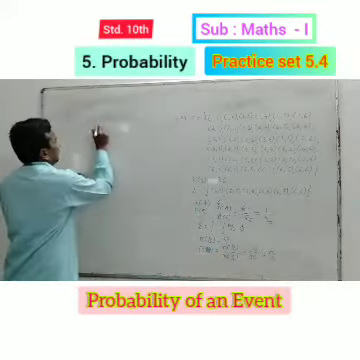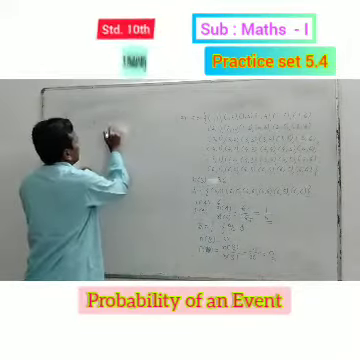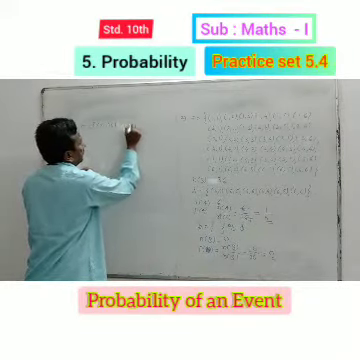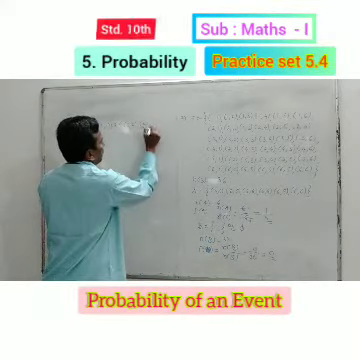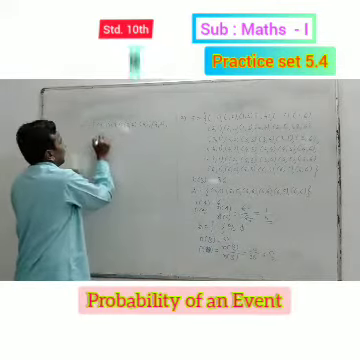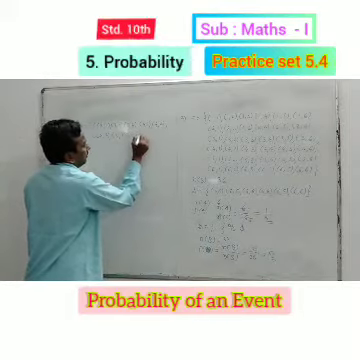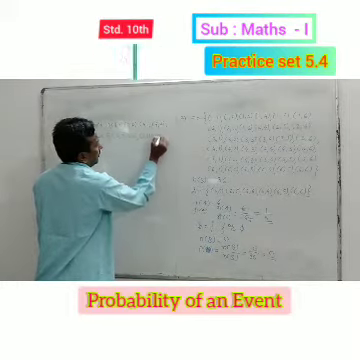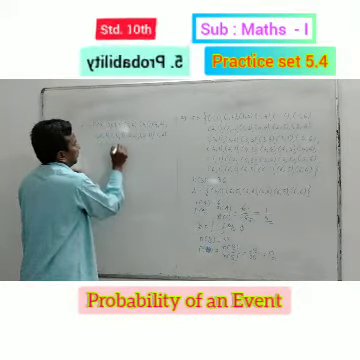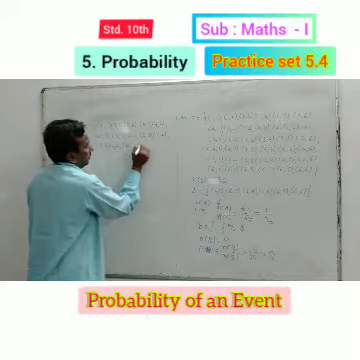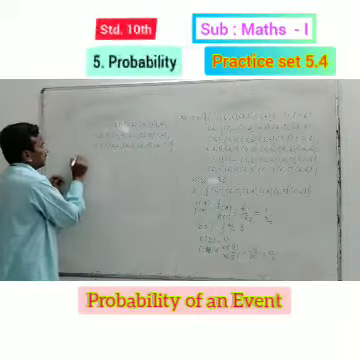2 1, like 3 1, 3 2, 4 1, 4 2, 4 3, 5 1, 5 2, 5 3, 5 4, 6 1, 6 2, 6 3, 6 4 and 6 5. These are the possibilities in event C.